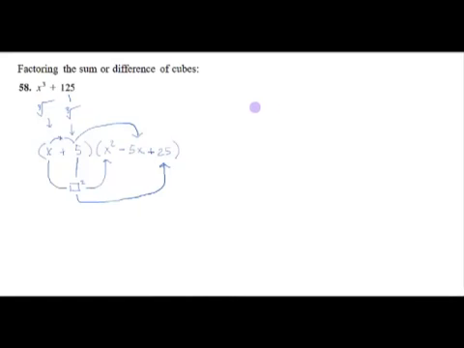If we wanted to check this, we could come over here and simply multiply those factors together. Let's go ahead and do it with this one just to make you feel confident that we did factor it correctly. X times x squared is x cubed. X times negative 5x is a negative 5x squared. X times 25 is a positive 25x. 5 times x squared is a positive 5x squared. 5 times negative 5x is a negative 25x. And 5 times 25 is 125.